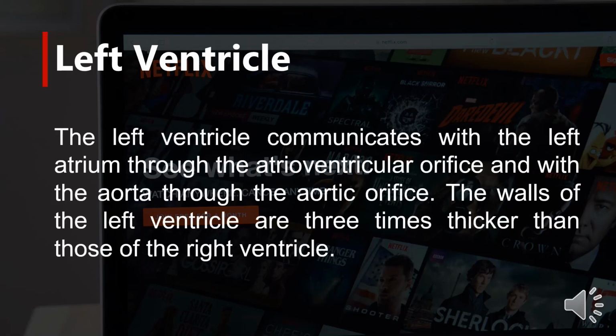The left ventricle communicates with the left atrium through the atrioventricular orifice and with the aorta through the aortic orifice. The walls of the left ventricle are 3 times thicker than those of the right ventricle. The left ventricle lies anterior to the left atrium. It contributes to the anterior, diaphragmatic, and left pulmonary surfaces of the heart and forms the apex.